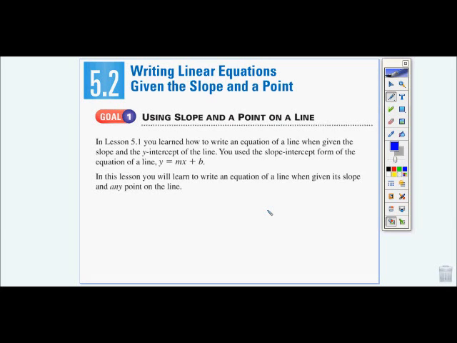Okay, in 5.2, we're going to continue writing linear equations, but this time we're going to be given the slope and a point. So you're going to be excited here because if we're given a point, we're going to be using an x and a y coordinate. And so our x and our y are finally going to be filled in on our slope-intercept equation. So the slope-intercept equation is y equals mx plus b.